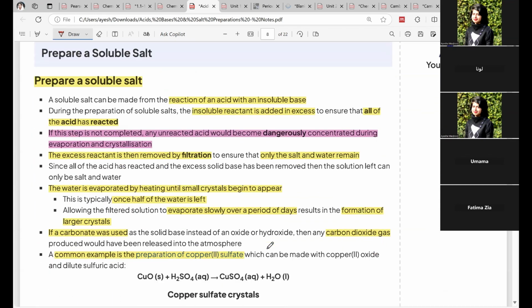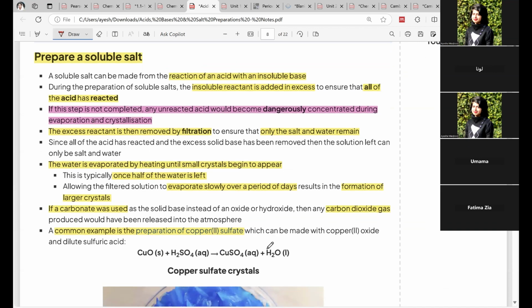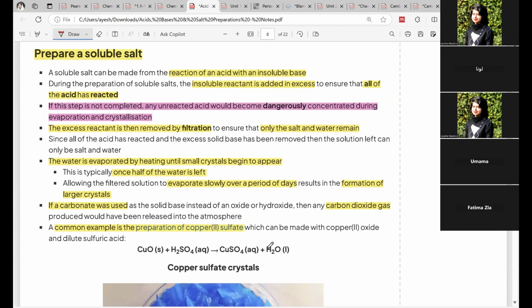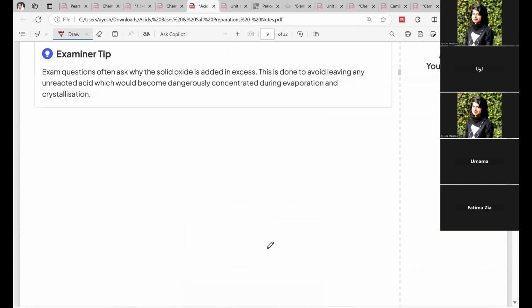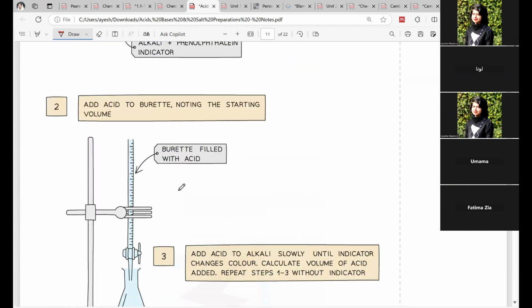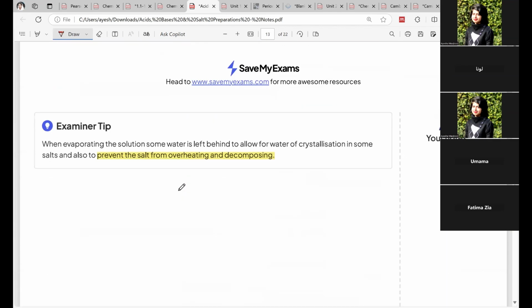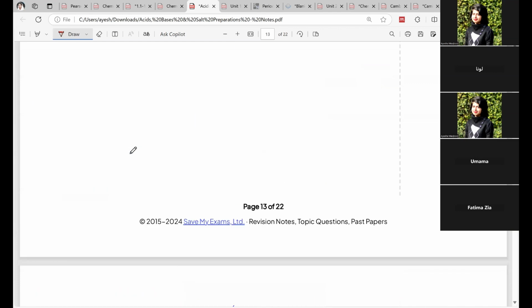After that, now we are going towards preparation of the salt. Very first thing is we can make a soluble salt. We will see two methods for making soluble salt. This is going to be your method number 1. Then we will check another method, method number 2, to make a soluble salt. Then we will see one method for making insoluble salt as well. So these three methods are very important.